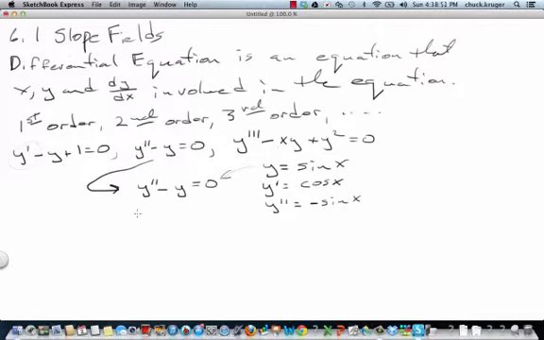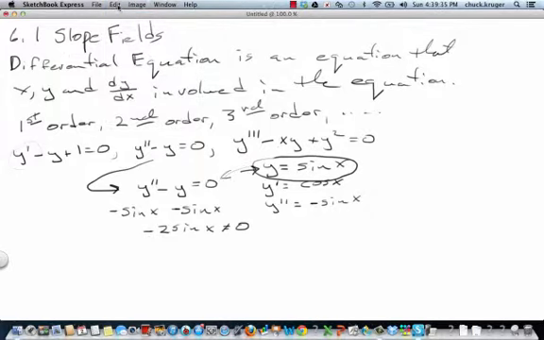So what I'm going to do is see if this specific solution works in this differential equation. I substitute the second derivative, which is negative sine of x, minus the sine of x, and see if it does indeed equal 0. Well, if I look at this, I get a negative 2 sine of x. That's not always equal to 0, so this is not a solution to this differential equation.